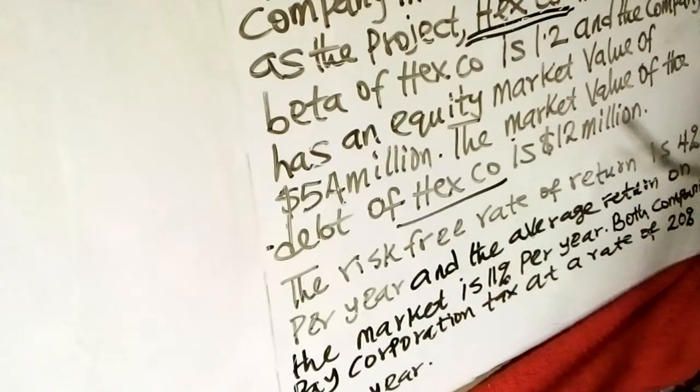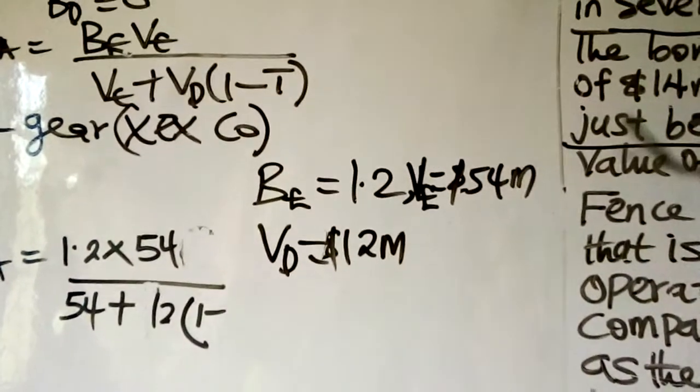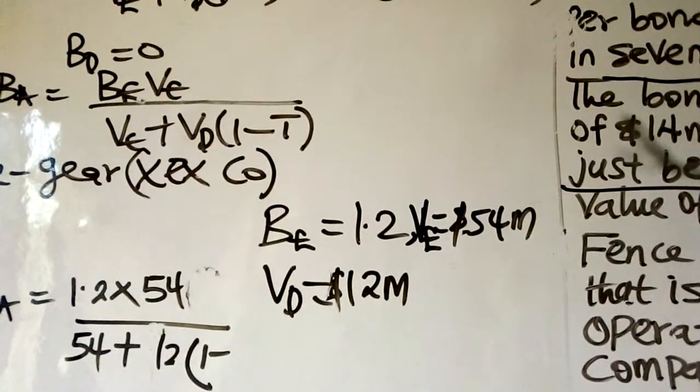You are given a 20% tax rate. You were told that both companies pay corporation tax at the rate of 20%. So the tax rate is 20%, which is 0.2.